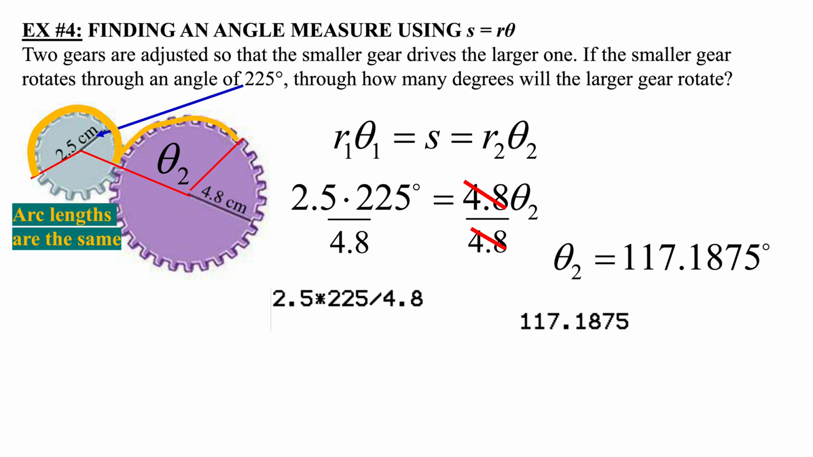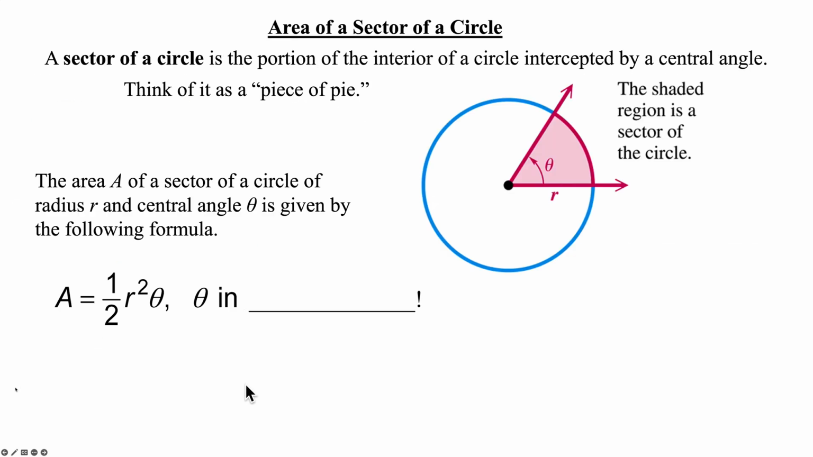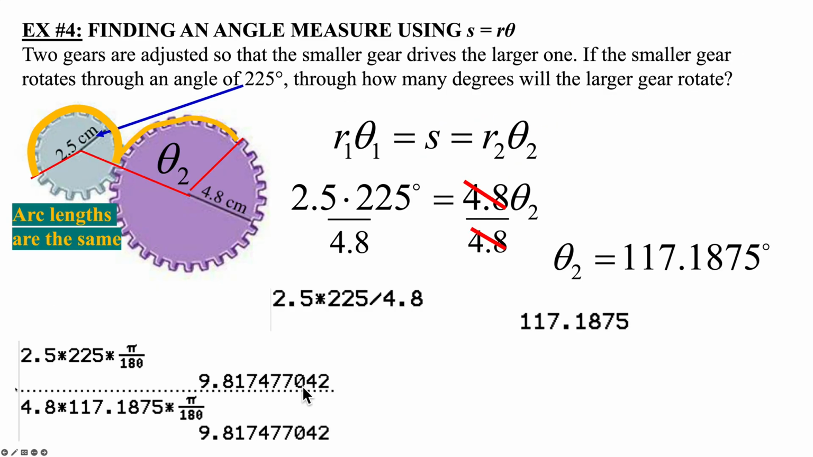Now to verify this, this is the exact value. So if I go to my calculator and I find the arc length, I have to change this to radians. I get 9.817477042. I take the 4.8 times 117.1875 degrees times pi over 180 degrees. Ta-da! Both arc lengths exactly the same.